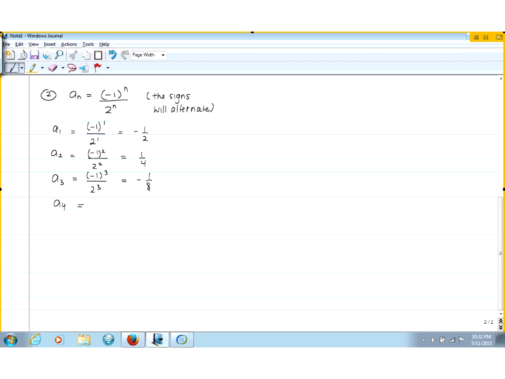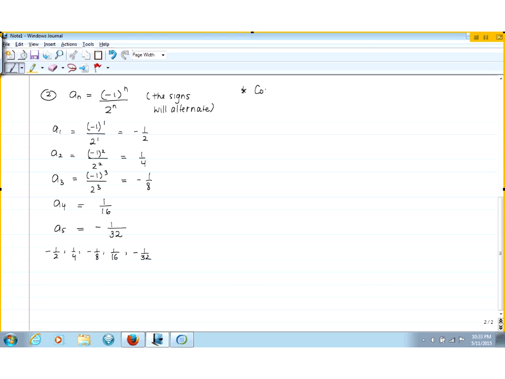And a4, we could guess it will be positive, and you keep multiplying the denominator by 2, so 1/16. Or if you write the formula, that's fine too. a5 will be negative, the top will be 1 and the bottom will be 32, so -1/32. So if we write it in order, we have -1/2, 1/4, -1/8, 1/16, -1/32. So that's what we have. Okay, good.